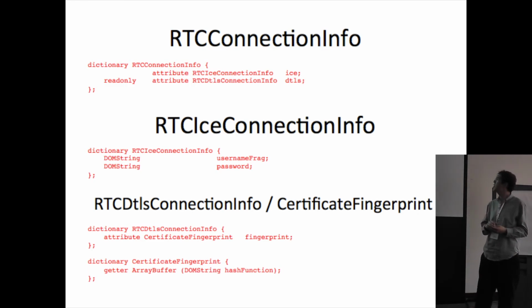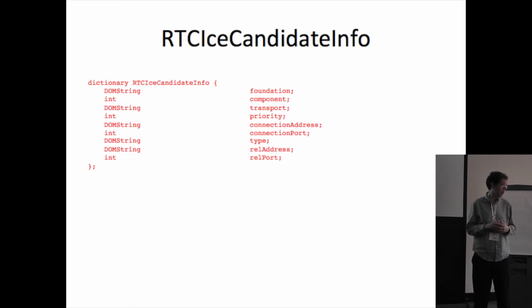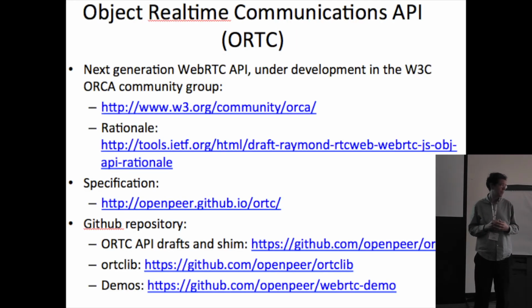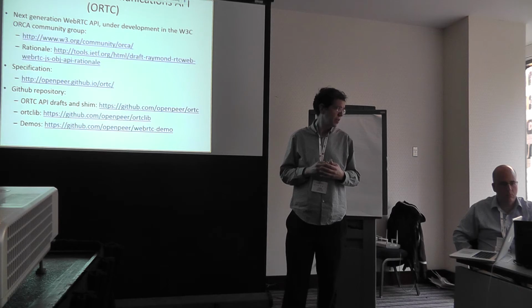I didn't really want to talk about this in great detail, but basically there's a whole bunch of helper objects, and we're going to define the details of those. Basically, they provide your ICE and DTLS information, fingerprinting, your ICE credentials. There's not really much to talk about here. Candidate information: we just stripped out one of those because it was silly, but it's your standard ICE candidate stuff. We'll probably make this a little bit more object-based.